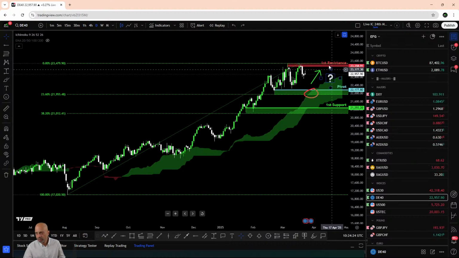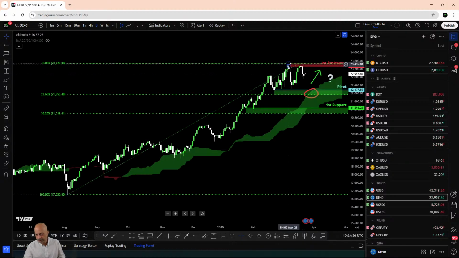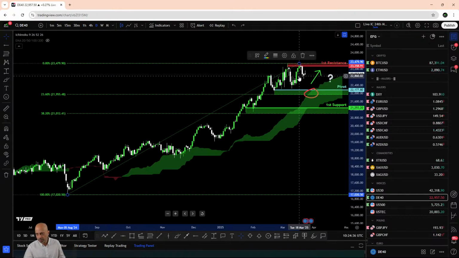Now, beyond the intraday all-time high, the first resistance is actually a multi-swing high resistance at 23,360. First swing high resistance being formed on 6th of March, second being formed on 18th of March.